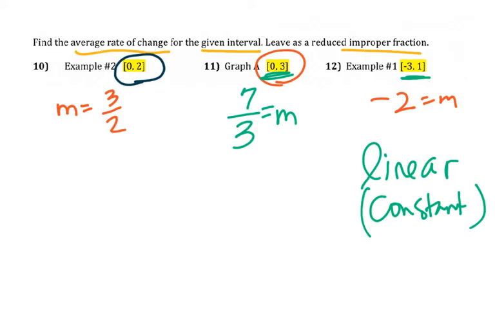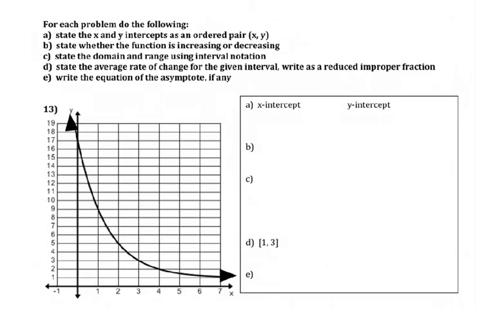Okay, example 2 and example A, they were not linear, and so their rates of change are going to be average for whatever interval we're talking about. Okay, for the next problems, you're going to do a series of things. For each problem, you're going to do these next things. So let's just go through piece by piece.